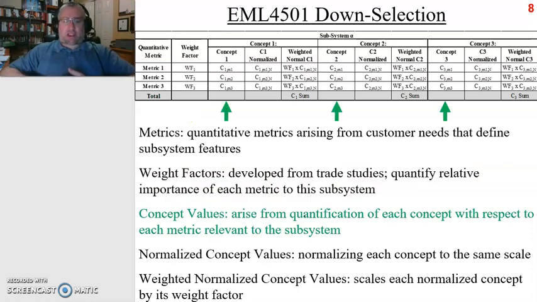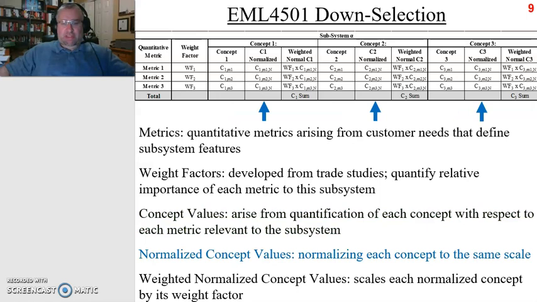The next are the concept values. Of course, since I've only got 3 concepts, I've only got 3 concept value columns. You will have 12 or more concepts, and so 12 or more concept value columns. These arise from the quantification of each of your concepts with respect to the metrics relevant to the subsystem. By now you should have already gone through the process of doing some back of the envelope and orientation type calculations to quantify how all these concepts stack up with respect to each of the metrics that you've selected for this particular subsystem. That's where those numbers go.